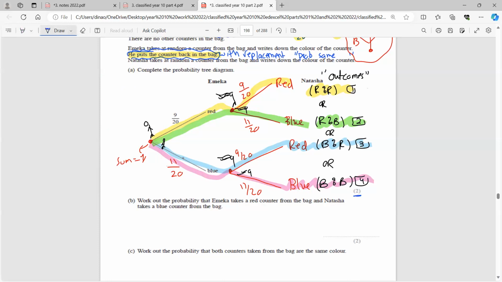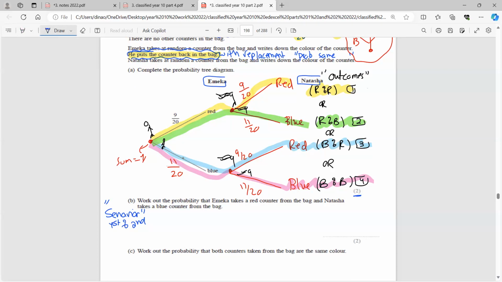Now, I am very, very strict about this scenario. Again, you don't have to write this in an exam. But please, guys, until you are professionals with probability, once you master probability, please write this down. Now, how many people do I have in this question? 2. So the scenario goes like this, first and second. Of course the first is Emeka, the second is Natasha.